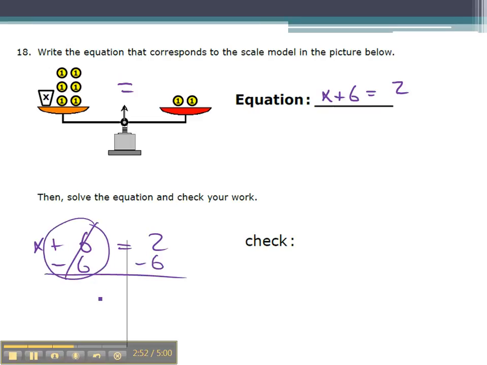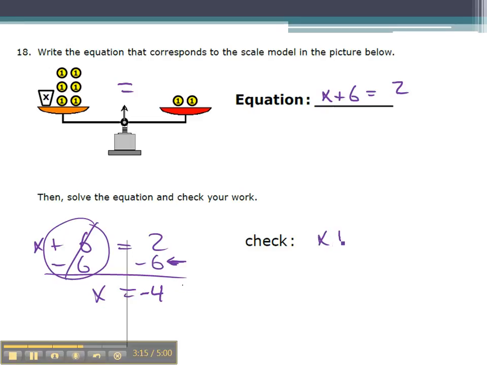Plus 6 minus 6 is 0, so on the left side we have x, and on the right side we have 2 minus 6, which is 2 plus negative 6. The signs are different, you find the difference. 6 minus 2 is 4, and you keep the sign of the integer that is farther from 0. Negative 6 is farther from 0 on the number line. It has a greater absolute value than positive 2, so it will be negative. Our difference will be negative 4.